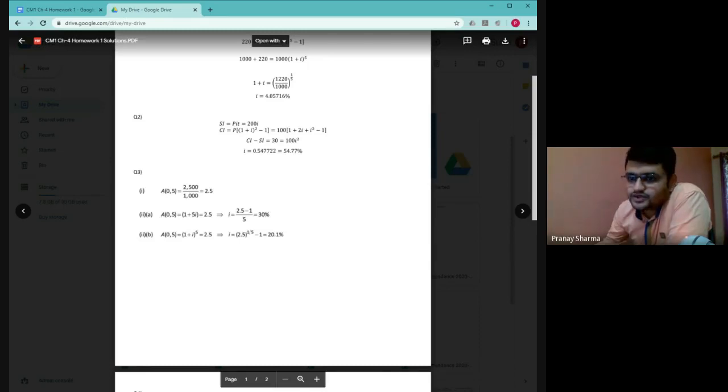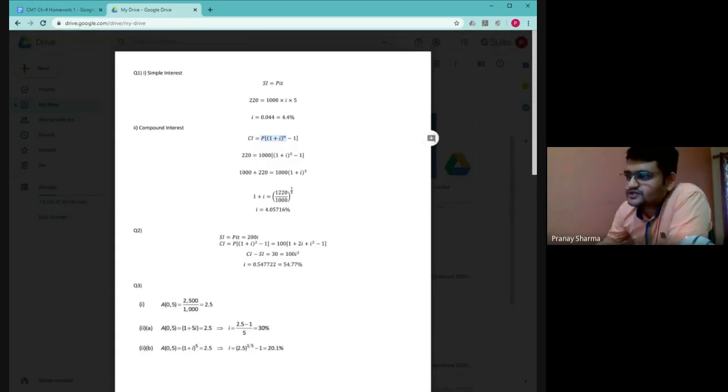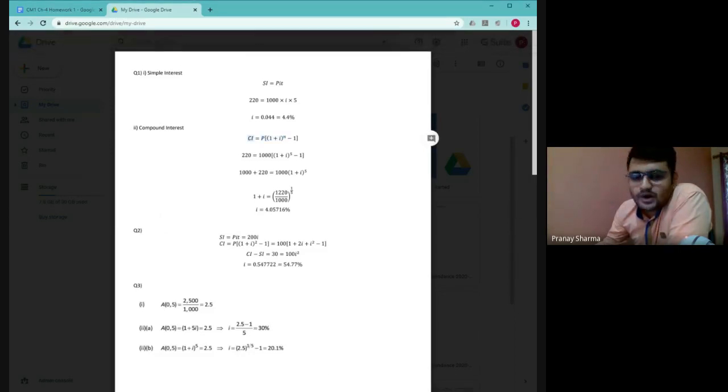In compound interest question 1 and 2, why did we subtract 1? Now see, when we talk about this 1 plus i raised to n, this gives us the total amount. This is not interest. Here we only wanted the compound interest. So this was the total amount. This was a future value.